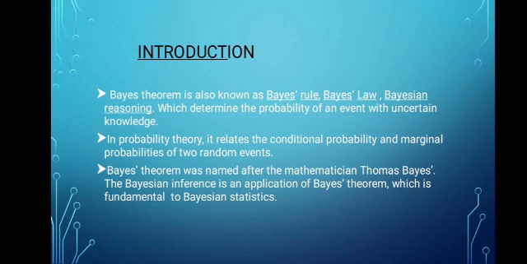Bayes theorem is also known as Bayes rule, Bayes law or Bayesian reasoning, which determines the probability of an event with certain knowledge. In probability theory, it relates the conditional probability and marginal probabilities of two random events. Bayes theorem was named after the mathematician Thomas Bayes. The Bayesian inference is an application of Bayes theorem, which is fundamental to Bayesian statistics.